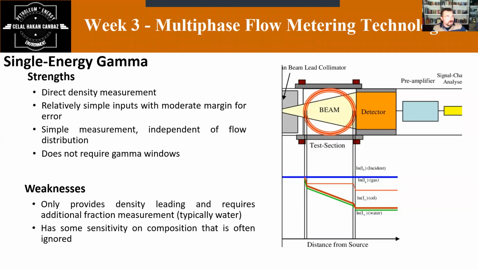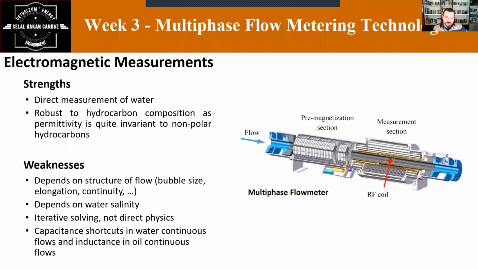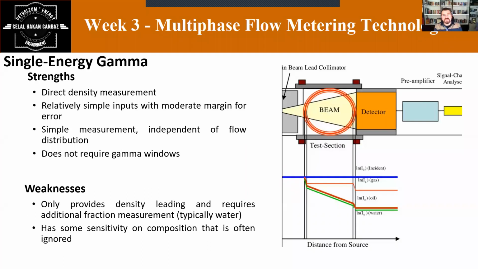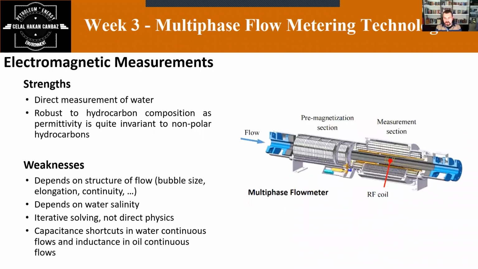So let's pass to another one, the electromagnetic measurements. I will come back to this single energy gamma when we are covering gamma, because of the improved version of that. So electromagnetic uses direct measurement of water content. It's robust to hydrocarbon composition, as permittivity is quite invariant to non-polar hydrocarbons.